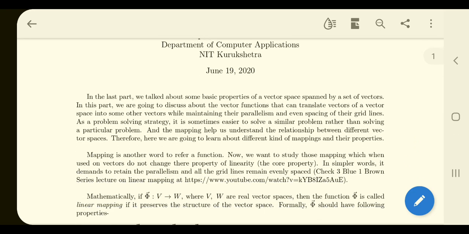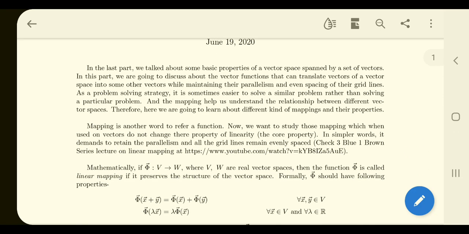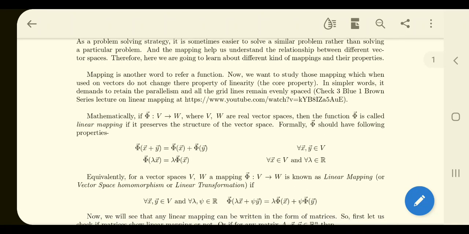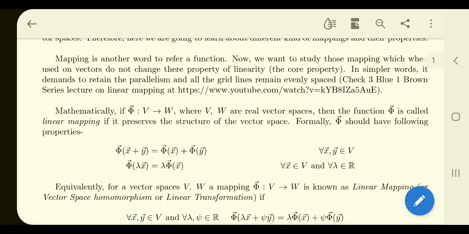So let us go ahead and see what mathematically we can say about it. When we say that a mapping is linear, it means that it preserves the structure of a vector space, because vector spaces are already linear. We always talk about linear combinations. Whenever the linear combinations of the vectors in a particular set fill up a space, then it makes a vector space. So vector spaces are themselves linear, and we are now going to find out the relationship between two vector spaces.